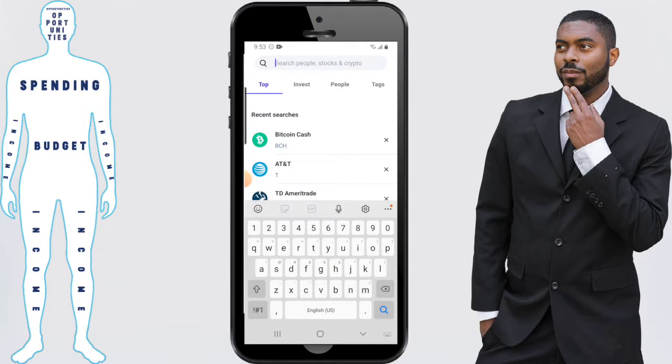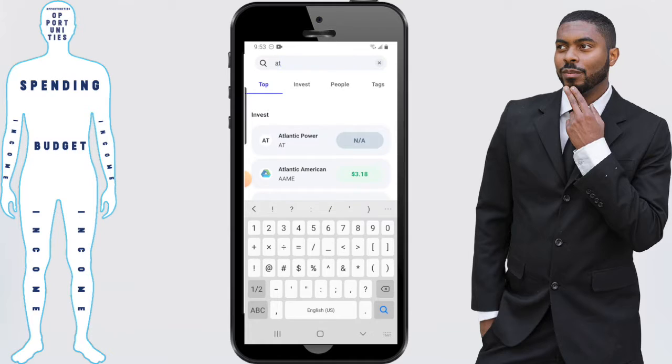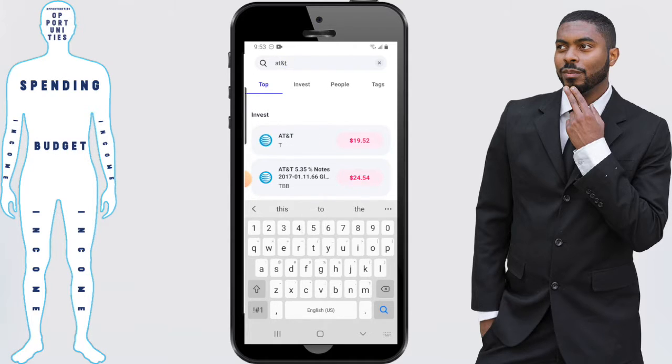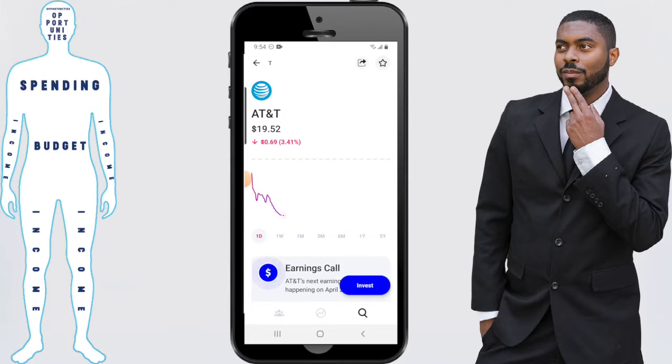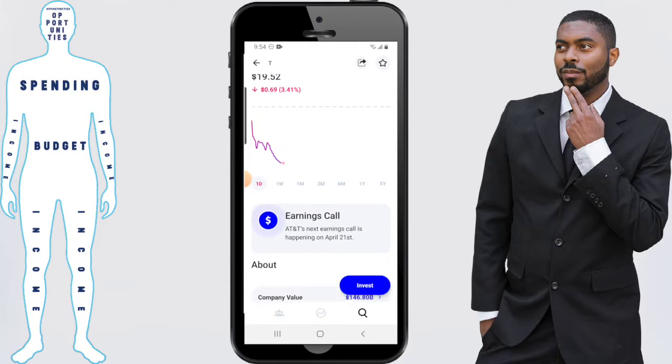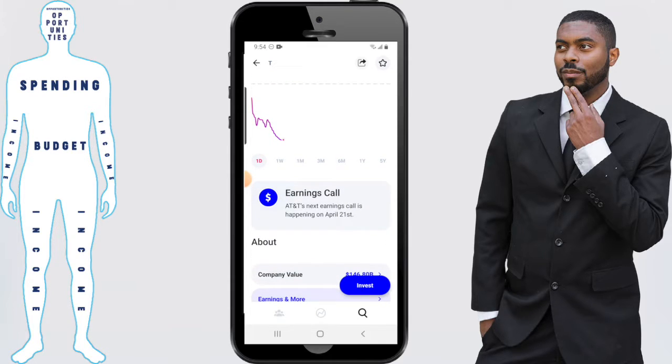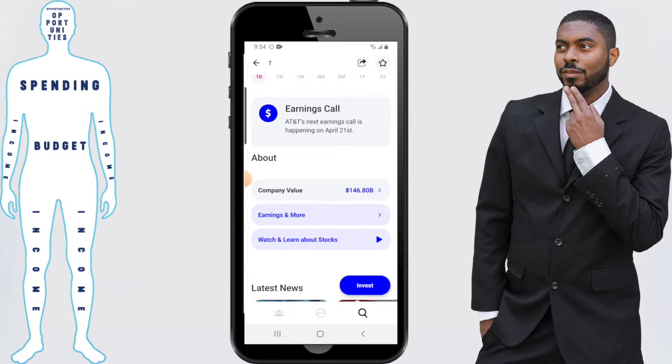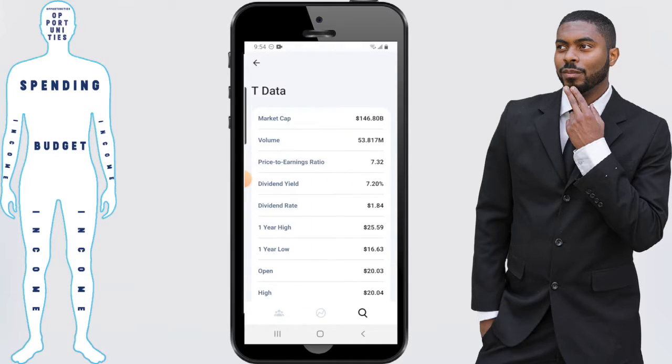So I'm going to type in AT&T, and their ticker pops up. I'm going to click on it, and the AT&T stock has appeared. It has various information on this page that you can use to make an informed decision on whether you want to buy the stock or not. As we can see at the time of this recording, AT&T had an earnings call yesterday. You can see the company's valuation, their earnings, and other information such as the market cap, dividend yield, and other things you can use to make an informed decision.